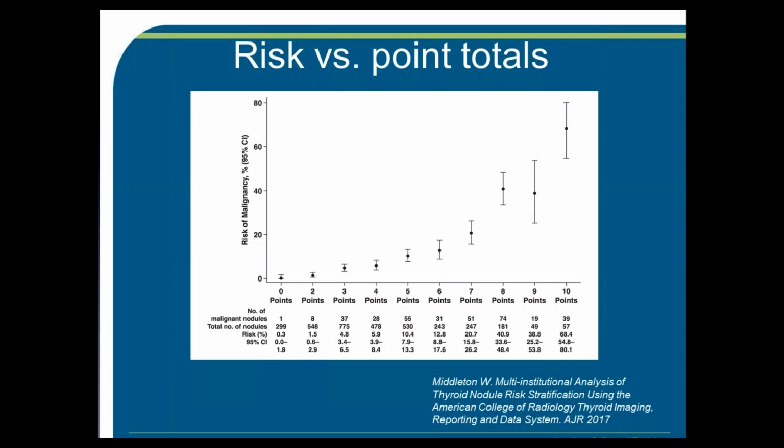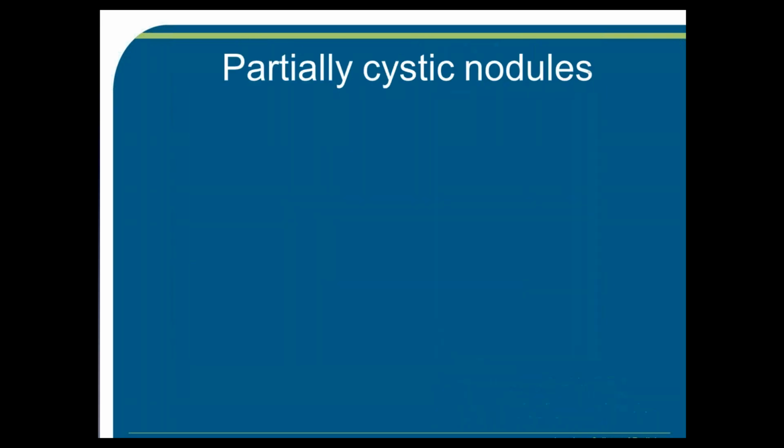Some of our decision-making in developing ACR TI-RADS was informed by a multi-institutional study that Bill Middleton and co-workers published later that year. As you can see, as you go up from 0 to 10 points, the risk of cancer goes up as you'd expect. But still, in the intermediate category of TR4, you'll notice that the risk is still fairly low, and it only goes up really much higher in the higher risk category of TR5.